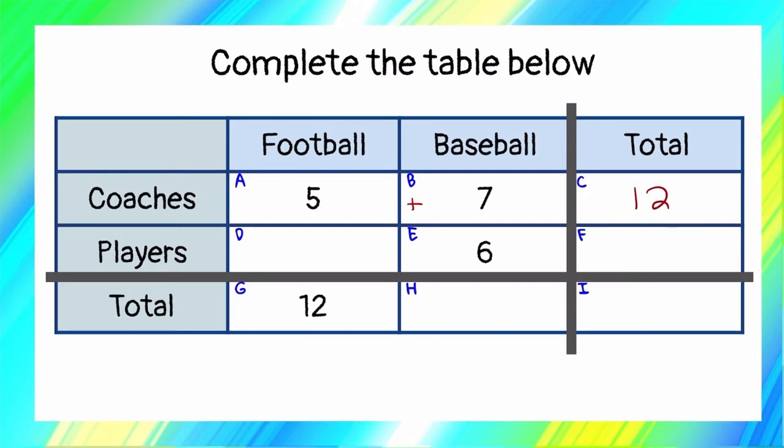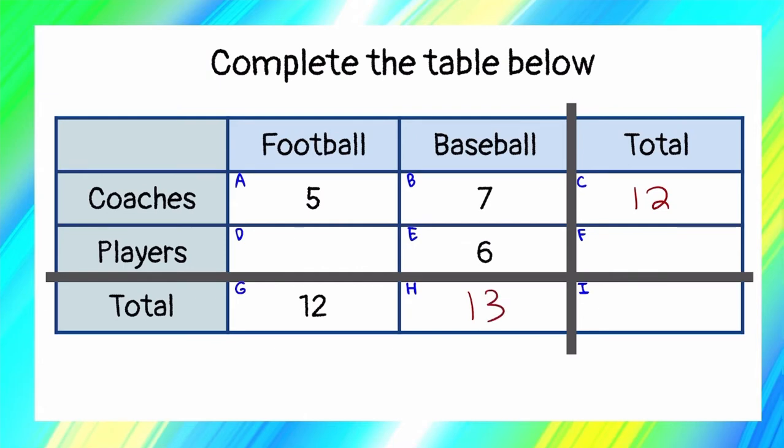Let's say we wanted to figure out the total number of baseball players. We would have to add down to find the total here. What's the total number of baseball players? We just do 7 plus 6, which is 13.